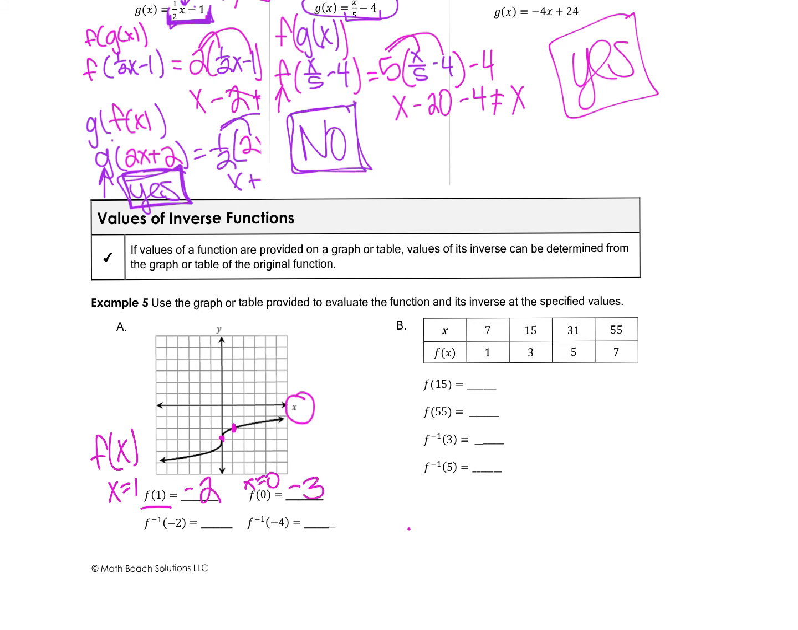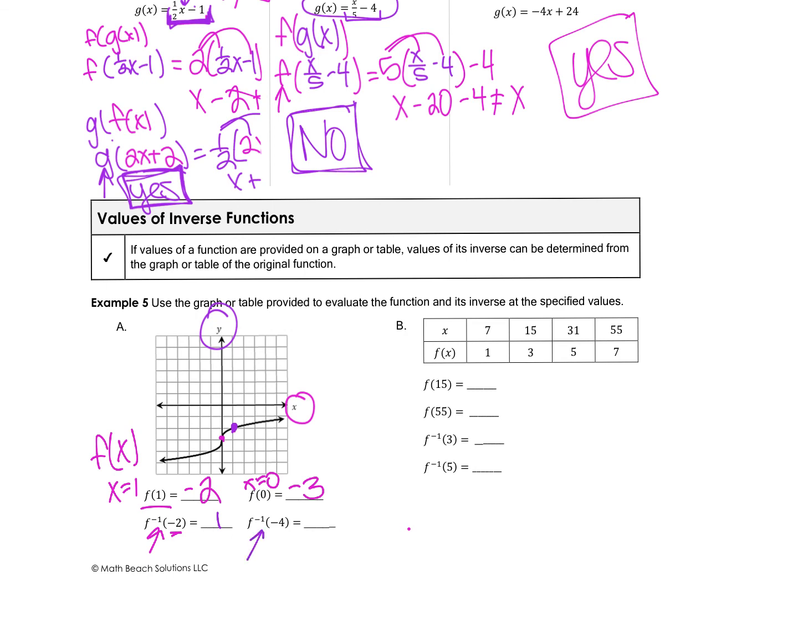Now, this is the tricky part. Now, remember we said to find the inverse, all we're doing is switching our x's and y's. So this tells me the inverse of f, or f inverse, which means now I'm looking at the y value of -2 because we would end up switching them. So look at the y value of -2. So here's your y-axis. Go down to -2. It would be this point here, which would be 1 on the x.